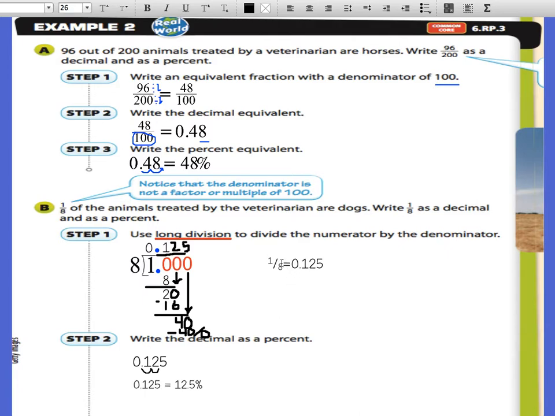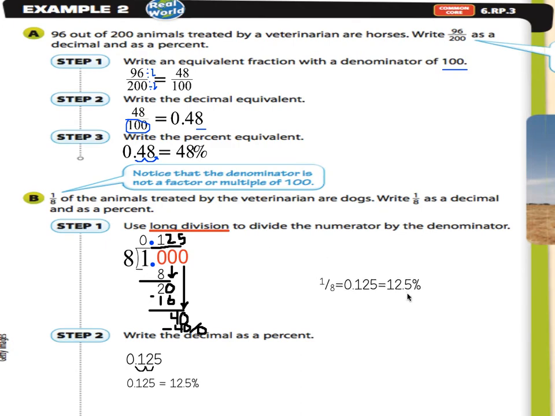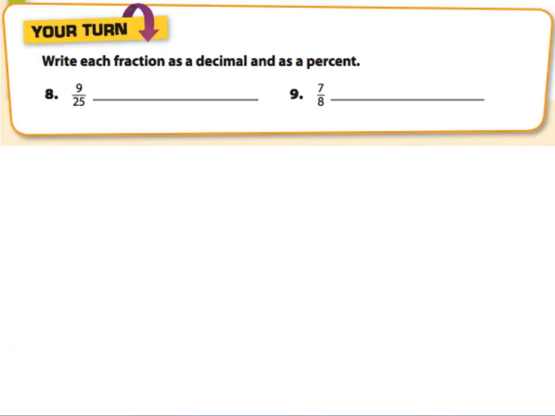Which means then that 1/8 is equal to 0 and 125 thousandths, which is the same thing as saying 12.5%. All right, so what I'd like you to do next is write each fraction as a decimal and as a percent, and when you come back, we'll check your answers.